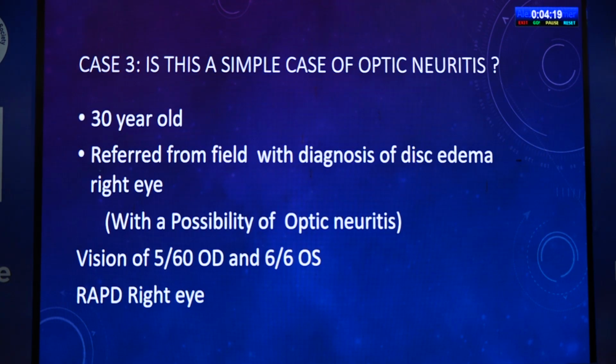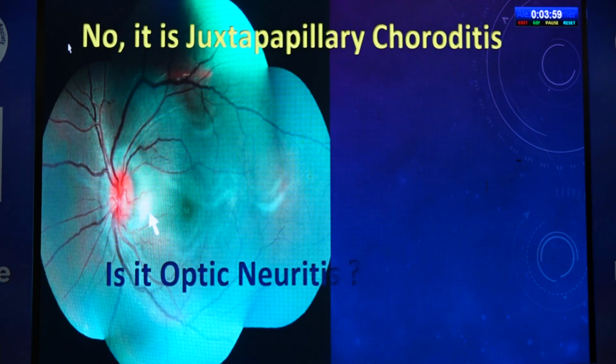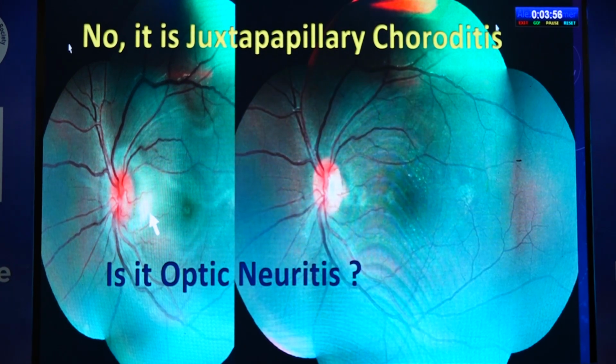Now, the third case was referred to me as a simple case of optic neuritis from the field. It looked like optic neuritis, in a 30-year-old patient with RAPD and 5/60 vision. You can see that there is a disc edema, but the area just around the disc on the nasal side attracted my attention, and we investigated. It was found to be a choroiditis patch, and the patient was investigated for tuberculosis and put on ATT and steroids.